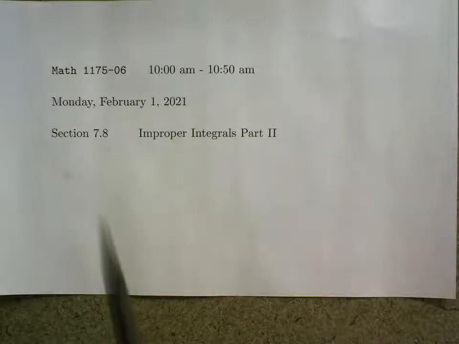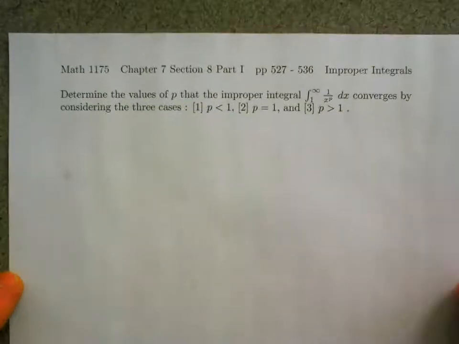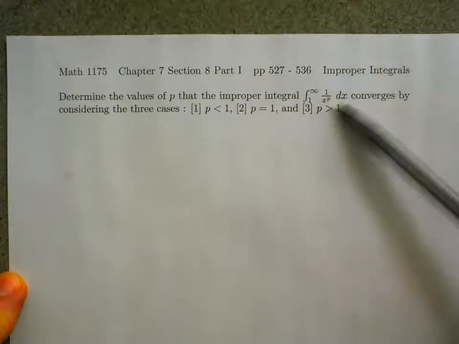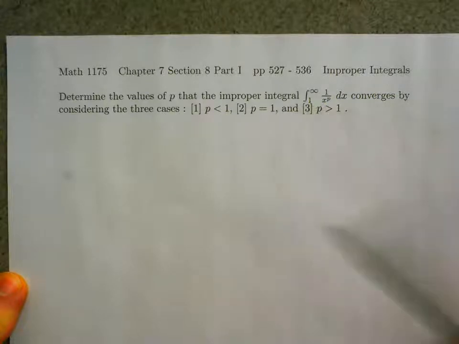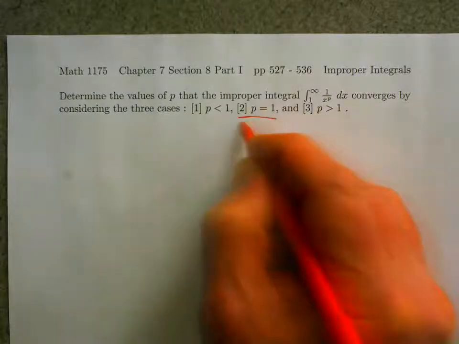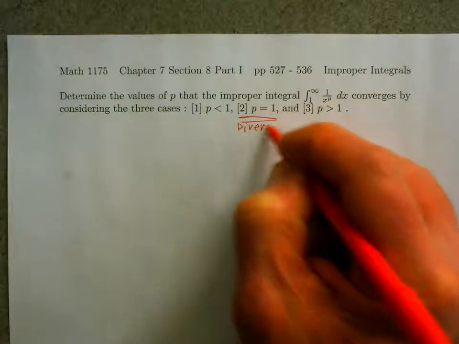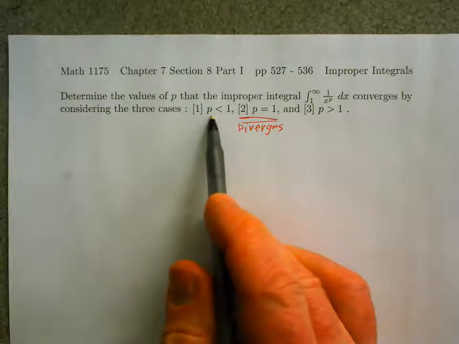Today we'll try to finish section 7.8 on the improper integrals. Last time we were discussing this improper integral that has the form 1 over x^p dx as x ranges from 1 to infinity. We already computed the one for p equals 1. We know that it diverges for that one. But let's consider the case when p is less than 1.